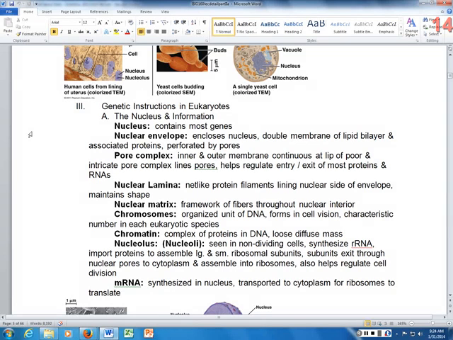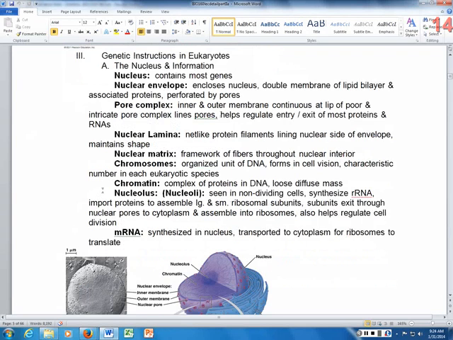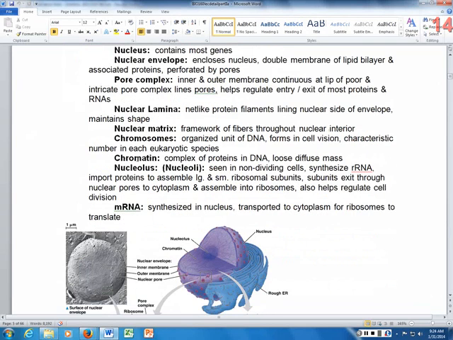So your chromosomes, these are going to be the organized form of DNA that you use in cell division. There will be a characteristic number of them in each eukaryotic species. So we have 46 chromosomes in humans. If you end up with an extra chromosome, your chances of survival are not very good. Most of the time, if you end up with an extra chromosome as a human, you won't even be born.